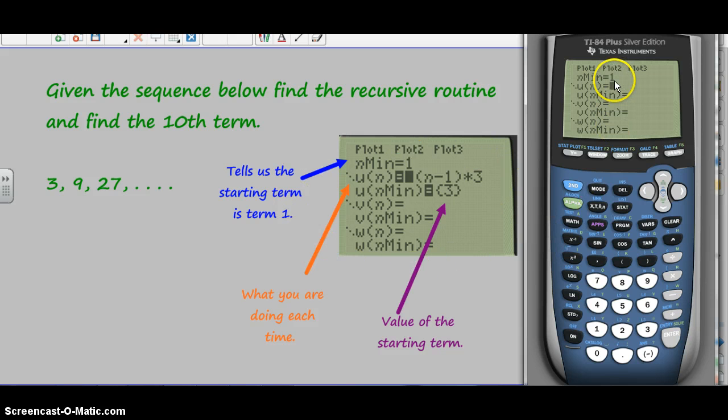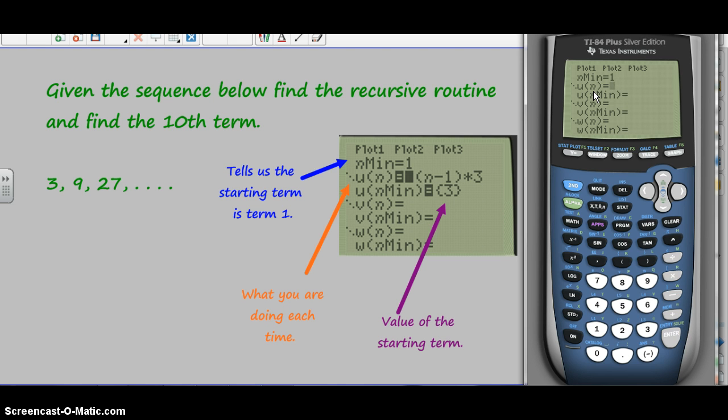On this screen, the first thing you want to notice is that n-min is representing the starting term. In this case, that's 1. In finance problems, that will be 0. Make sure you pay attention to that or your numbers will be off. The next line is going to help us figure out what our actual formula is.